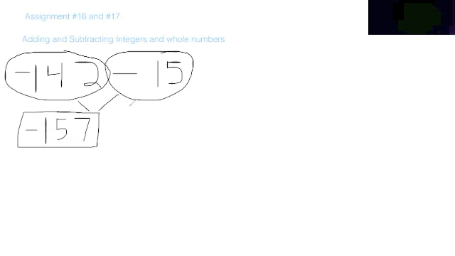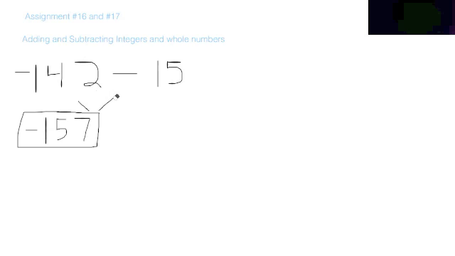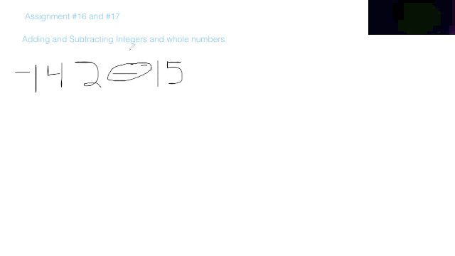Now, if you're doing something like, let's say one of these. Let's say the same exact problem, but this time, let's say that there was a negative in front of the 15. So it's a negative 15. So now it's negative 142 minus negative 15. So now in this case, because there's two minuses in front of each other, these two combine together, and then it's going to give you a positive. So now the problem is negative 142 plus 15. So now this is a little bit different, right? So in this case, this number is still a negative 142. And then this number right here is a positive 15.